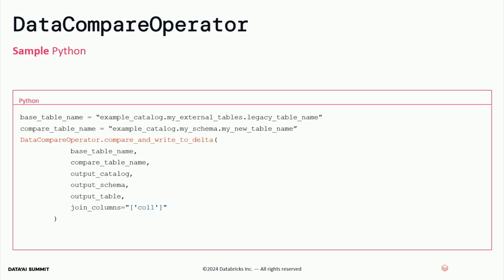Yeah, and the way you configure a data compare operator is also pretty simple. You just provide the base table name, the compare table name, and the output location where you want to store this information. And the join columns are the unique identifier between the base and the compare table that you are comparing. And this gets stored to the Delta table in the output catalog schema in the table.